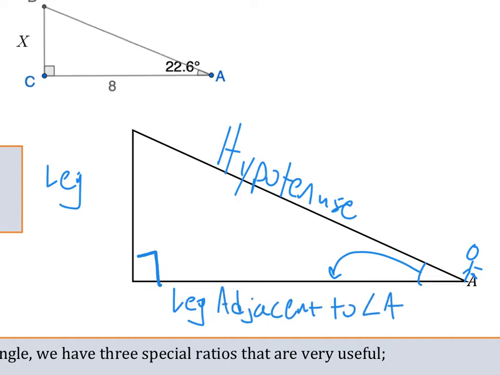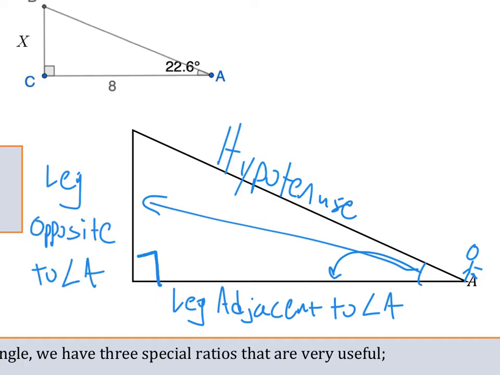So where is that leg? It is adjacent. Adjacent means connected. So this leg is part of angle A. This leg over here is not connected to angle A. It's all the way on the other side. So if you were standing over at angle A, you'd have to walk all the way over to the other side. We call this the opposite leg, or the leg opposite to angle A. So we have the adjacent leg and the opposite leg. All right.